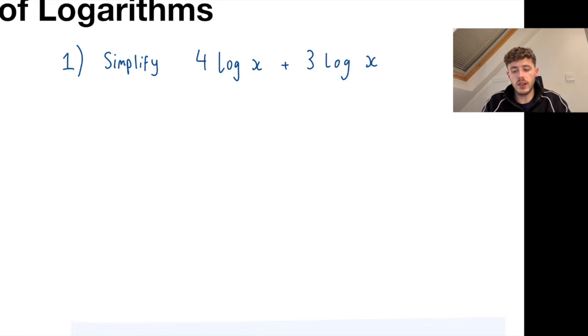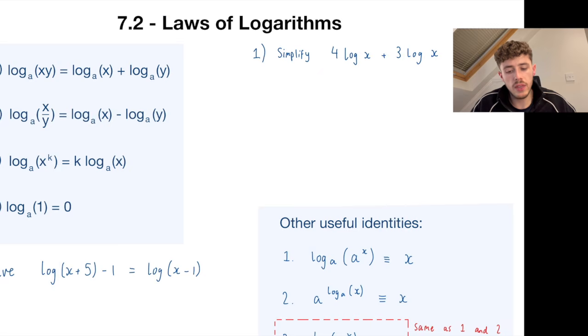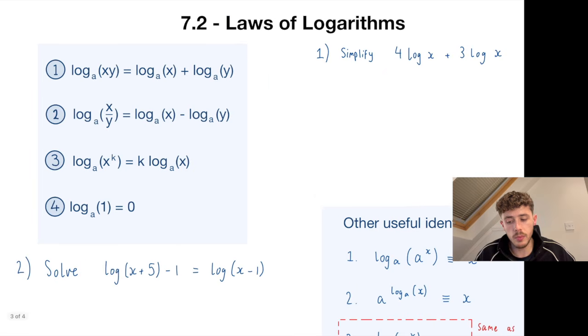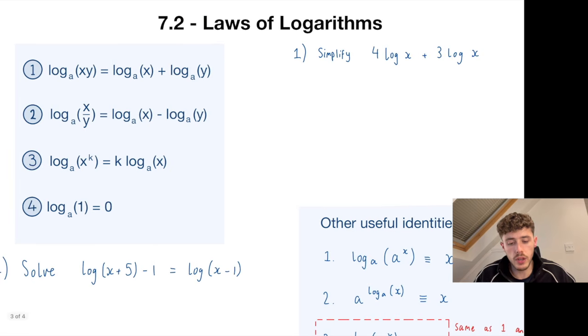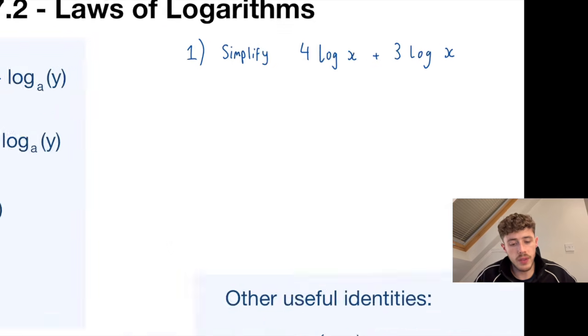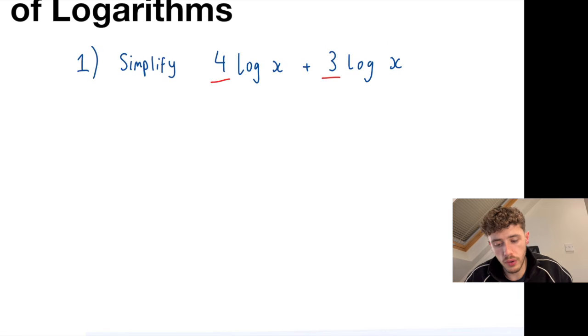So simplify 4 log x plus 3 log x. Again, if we look at our identity number 1, we can see that it's kind of the reverse. So we've got 2 things that are the logs of the same base, and they are currently being added together. So we can aim to put them back into one thing so that they're multiplied together. However, because of the 4 and the 3 at the moment, we need to remove them somehow.